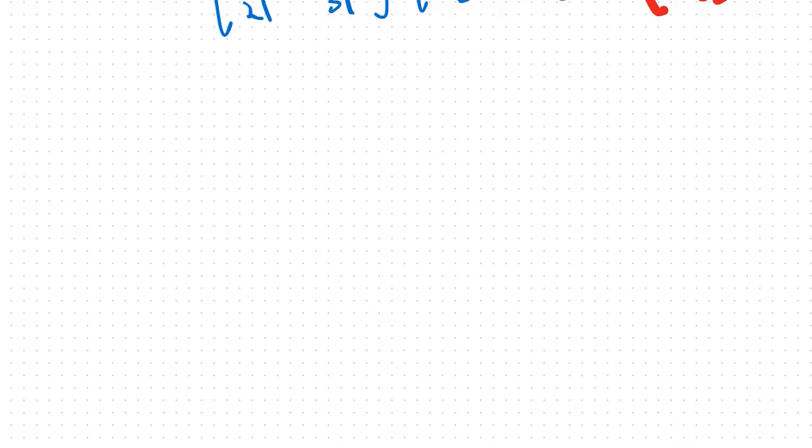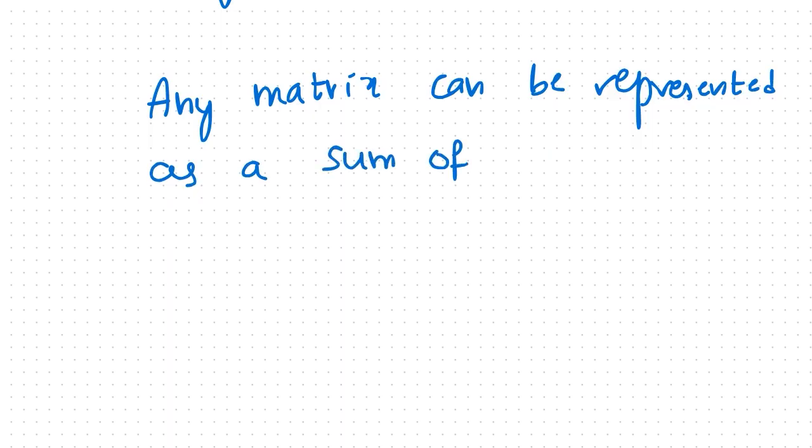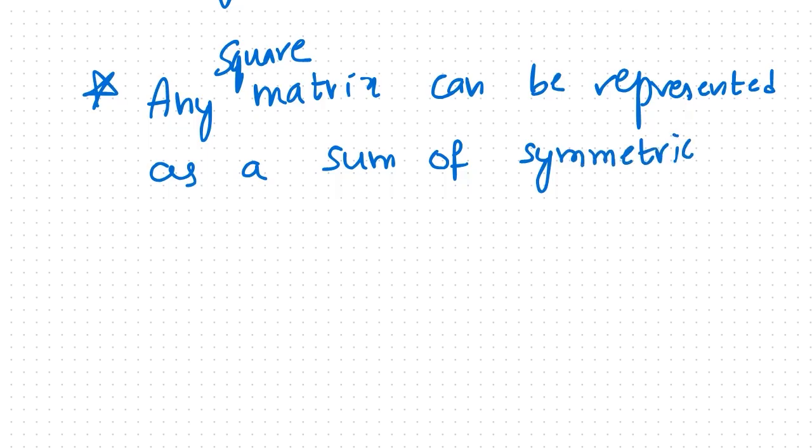There is one concept, a theorem if you want to call it: any square matrix can be represented as a sum of a symmetric matrix and a skew symmetric matrix.